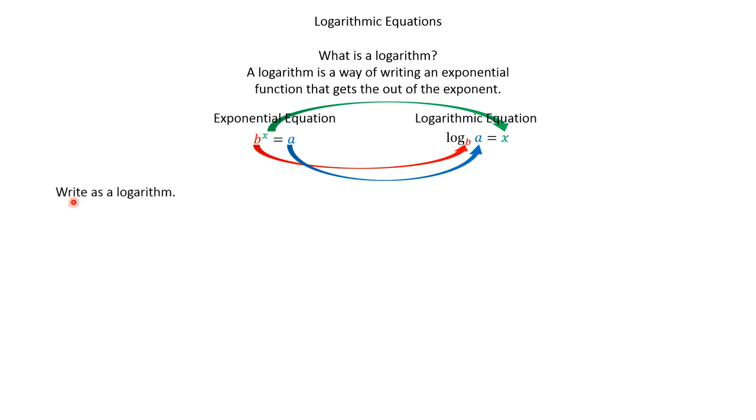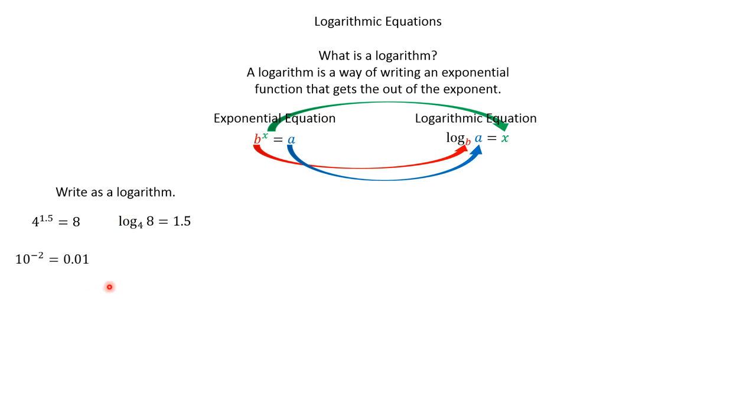So let's look at some of these. Let's write exponential equations as logarithms. So we have 4 to the 1.5 equals 8. Well, the 4 is the b, so it's going to be log base 4. The 1.5 is the x, so it'll be equal to 1.5. And the 8 is the a, so that's what will go inside the log. So it'll be log base 4 of 8 equals 1.5. All we did was rearrange the things that we had and put them into a log.